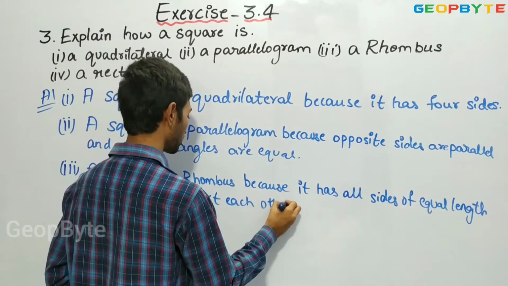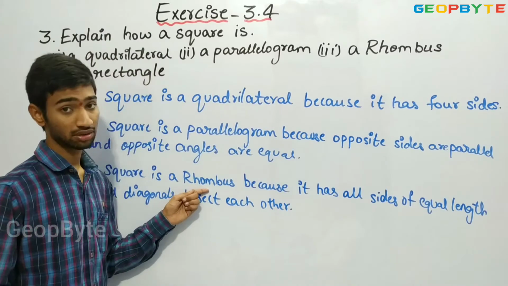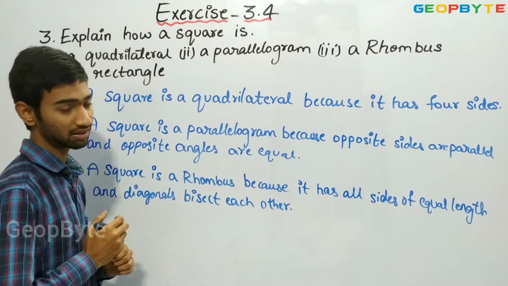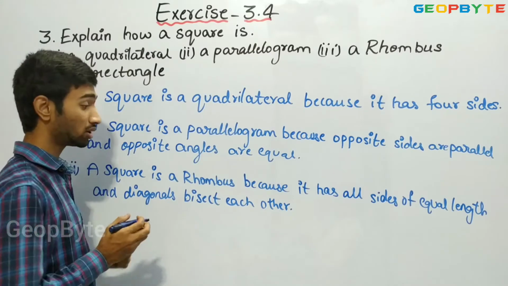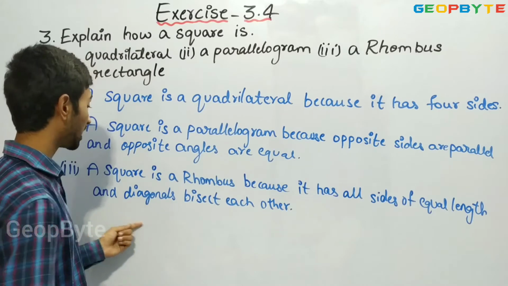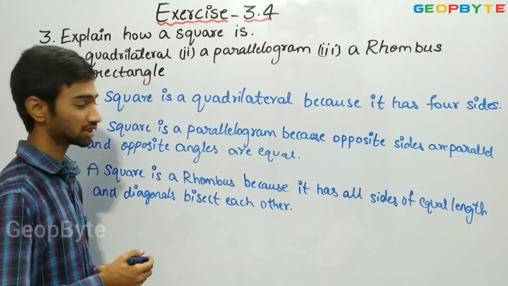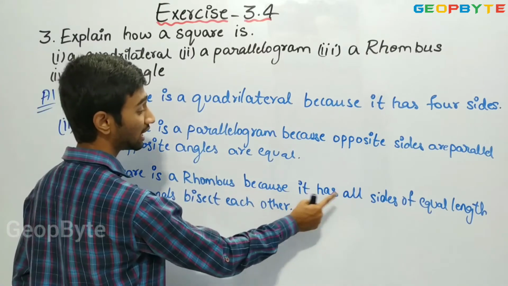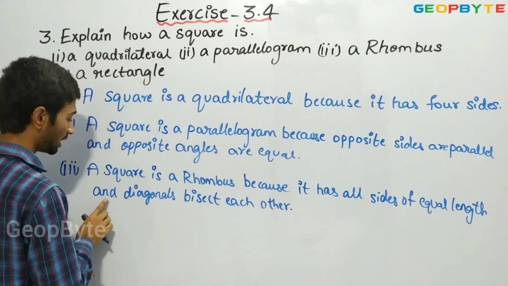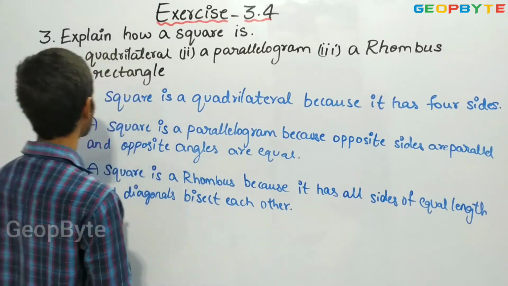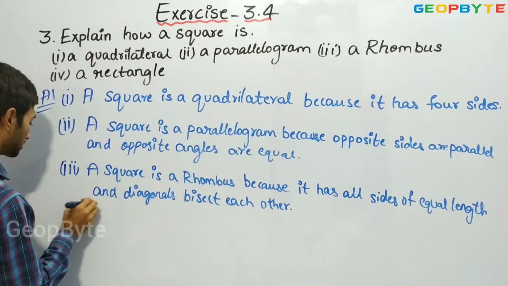each other. So we know that in a rhombus all sides are of equal length and diagonals also bisect each other. And in a square also we see that all sides are of equal length and diagonals also bisect each other. So that is why a square is a rhombus, because it has all sides of equal length and diagonals bisect each other. Now let us see the fourth one, a rectangle.